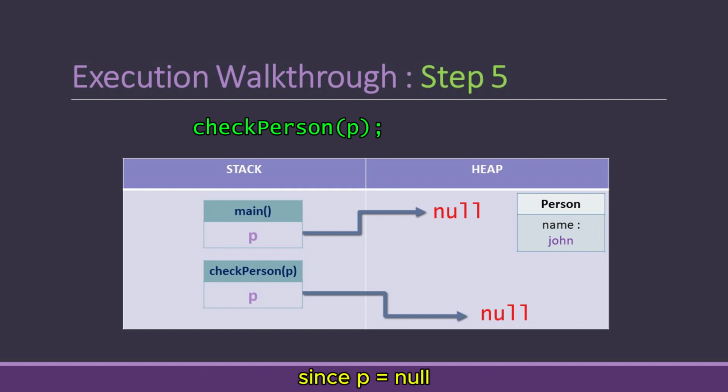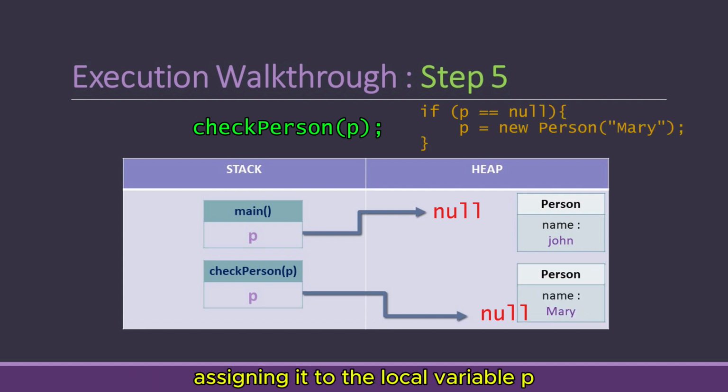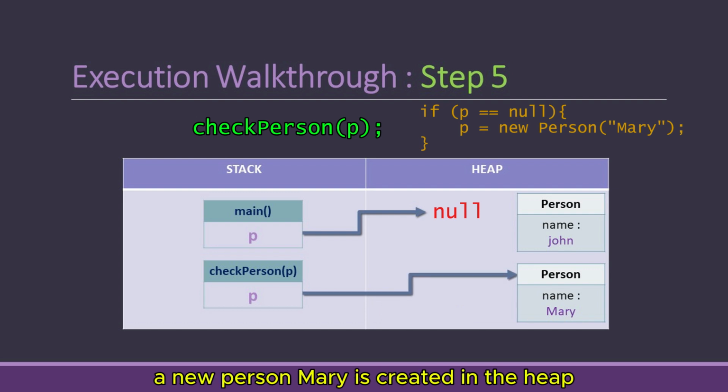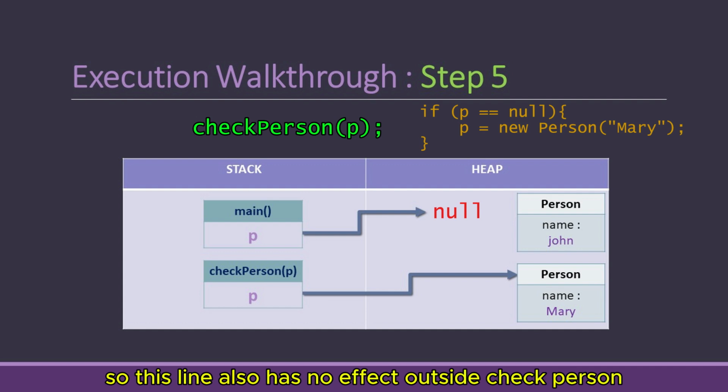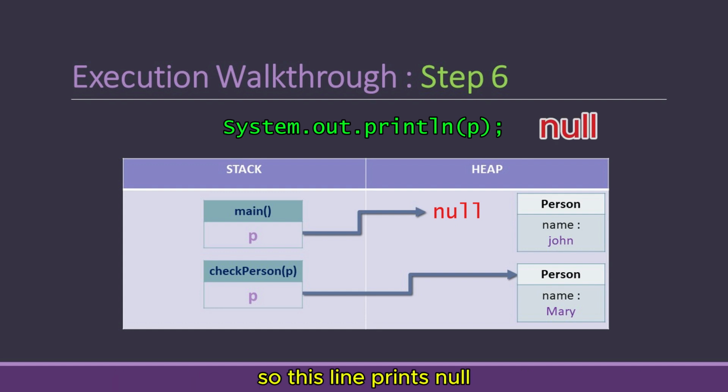Since p equals null, it enters the if block and creates a new person Mary, assigning it to the local variable p. A new person Mary is created in the heap. Local p inside the method points to it. But again, the original p in main is not updated. So this line also has no effect outside checkPerson. Step 6. The variable p in the main method is still null, so this line prints null.